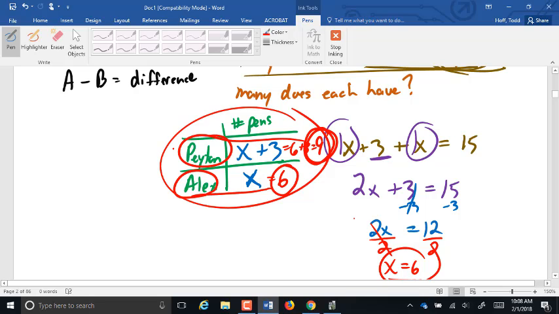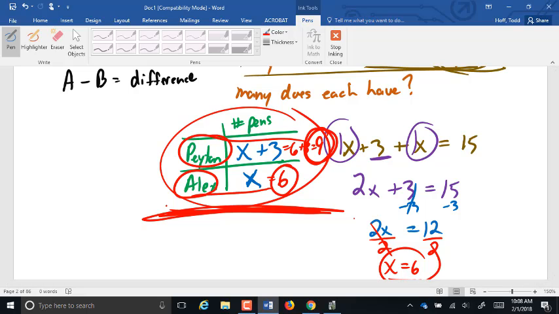Peyton has 9 pens. So doing this little bit of charting up front, this little planning up front, helps us organize so that once we've solved the equation, we know what that value means and what we have to do to find any other values.